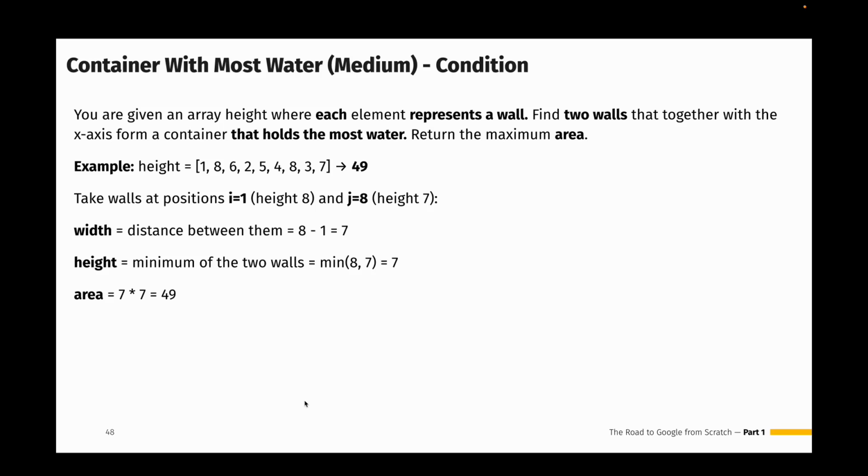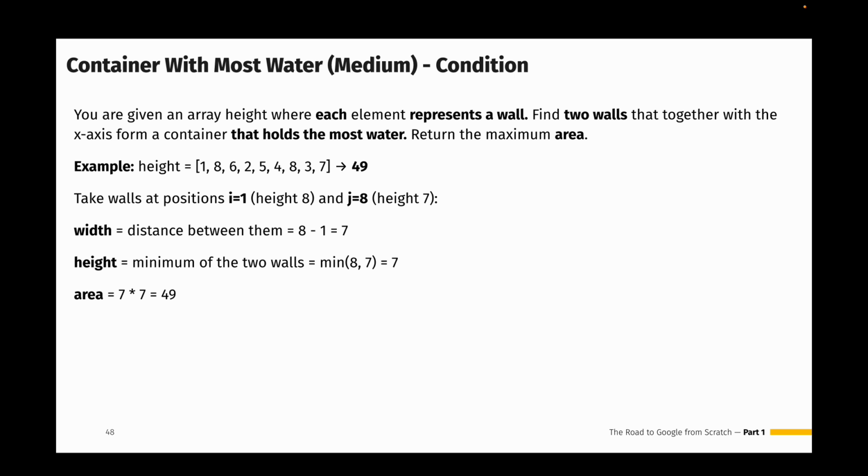So let's check the exercise called Container With Most Water. You are given an array of heights where each element represents a wall. We need to find two walls that, together with the x-axis, form a container that holds the most water, and return the maximum area. Below we have an example with an array of heights, and the output is 48.